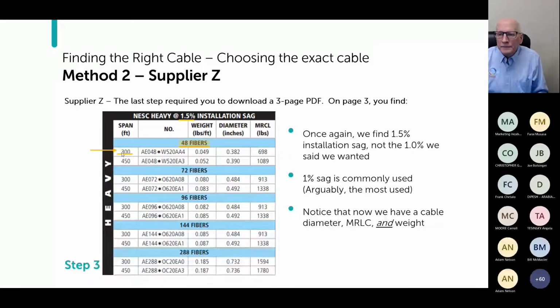300 feet. I'm sorry, I get a 3-page PDF, and on page 3, I see 300 feet, 48 fibers, NESC heavy, but again, the 1.5% sag. But at least I've now got a diameter, a weight per foot, and an MRCL. Is that really enough to do sag and tension calculations? No, but at least I got something more.